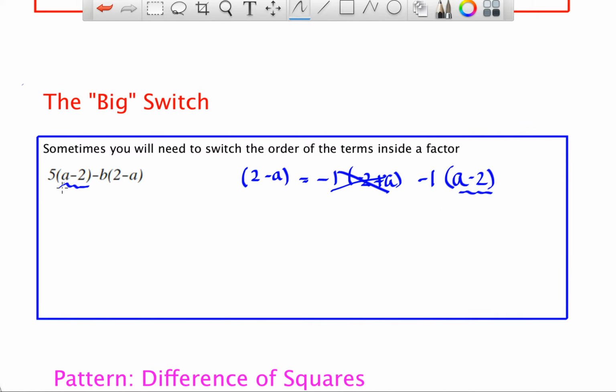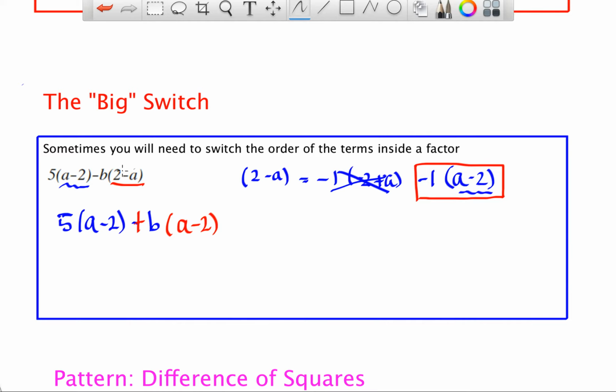So if you rewrite that last part, then you would get 5 times a minus 2 minus b. It was a negative b, but we're going to rewrite 2 minus a. So I'm going to rewrite 2 minus a as a negative 1 times a minus 2. Well, a negative times a negative is a positive, so I'm just going to make this a plus, and then I'm going to write a minus 2. Okay, so that's the big switch.